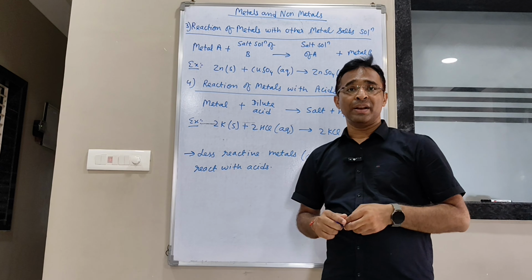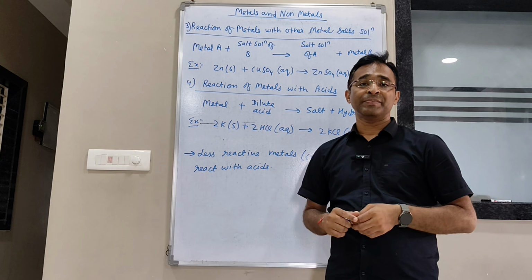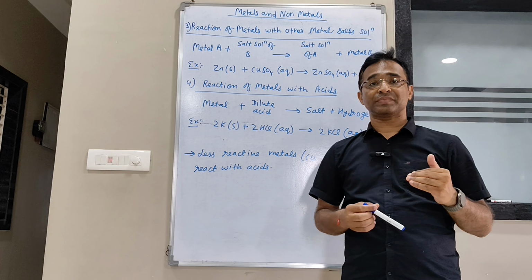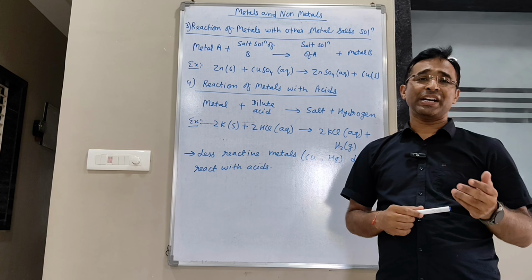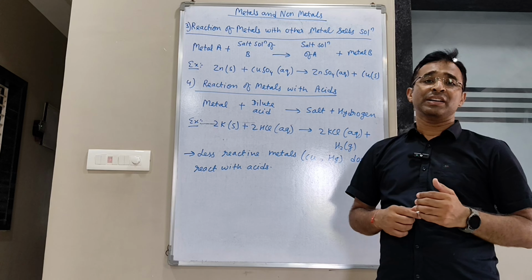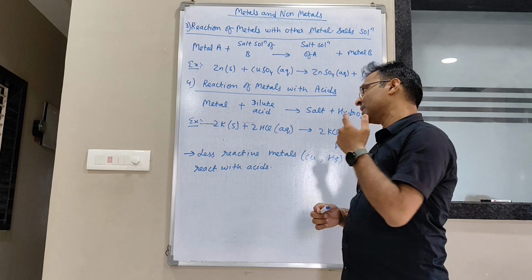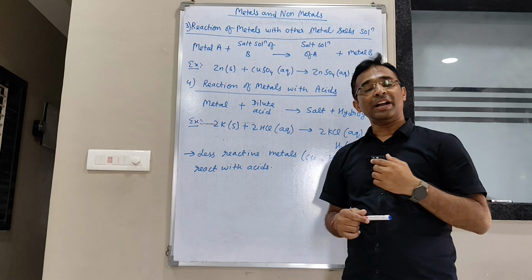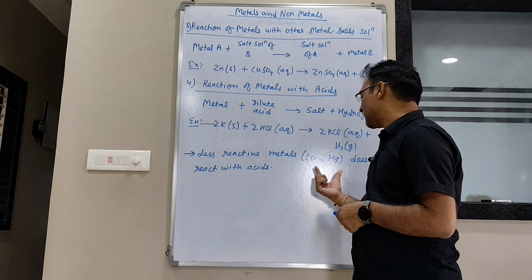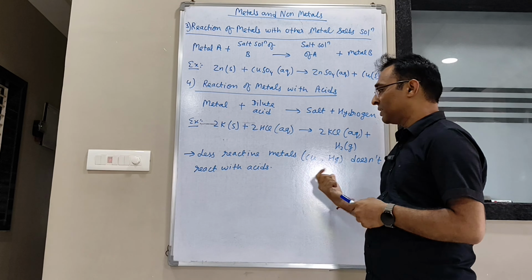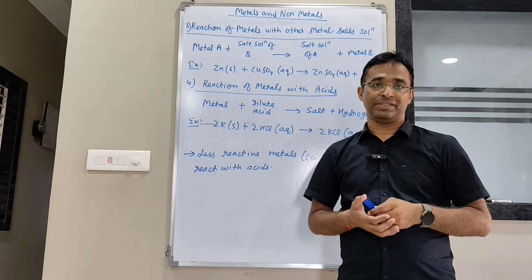Now here an important point to be noted is that metals have different reactivity. The most reactive and the medium reactive metals react with dilute acid to liberate hydrogen gas. However, the least reactive metals such as copper and mercury do not react with acids.